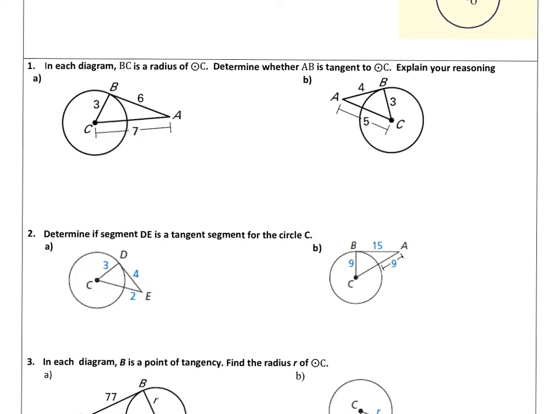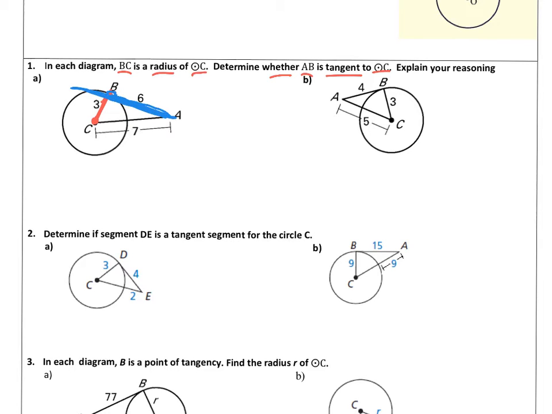So for these first couple problems below, they tell me that BC is a radius of circle C. So this is a radius of my circle. It goes from the center to a point on the circle. I want to figure out whether or not AB is tangent to that circle. So I want to know, does this segment right here only touch my circle at one point? If I continue drawing it, does it really only touch my circle at that one single point?